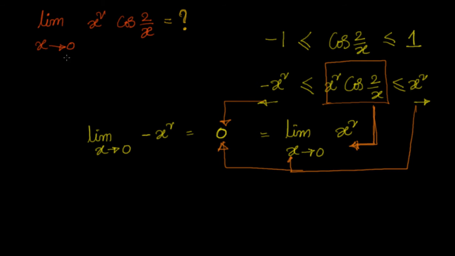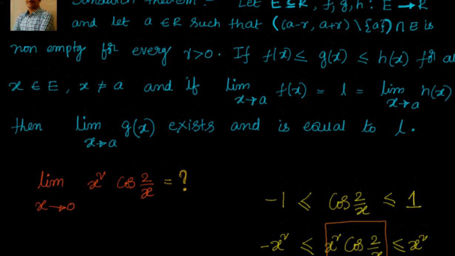Now by the sandwich theorem I can say that if x square and minus x square have a limit of 0 as x tends to 0, then x square cos 2 by x also should have a limit of 0. Now how does this work out? Let's have a look at this by graph so that we can understand it. Before that, let's understand the definition of the sandwich theorem. Here we go.